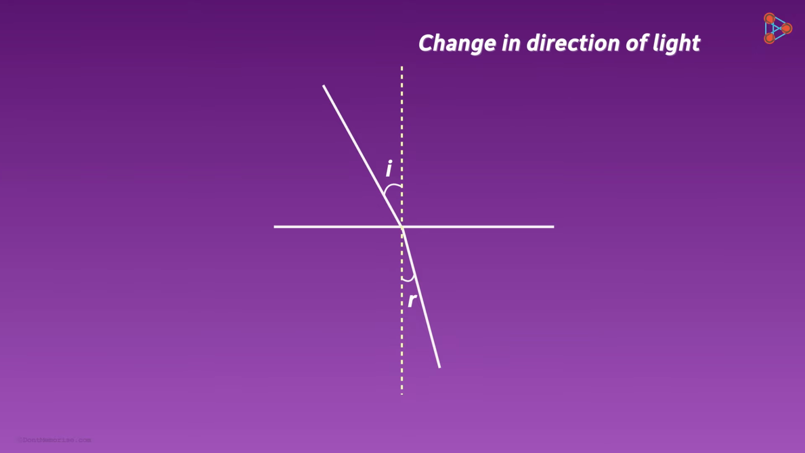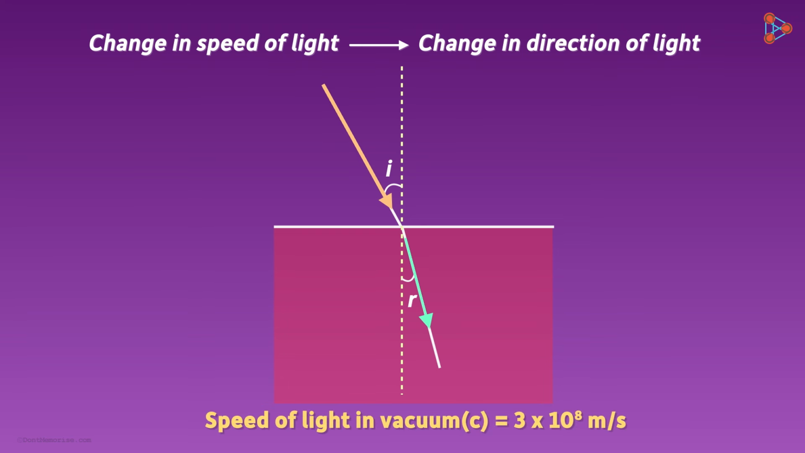The change in direction of light occurs because of the change in the speed of light in that medium. When light enters another medium, there is a change in its speed. The speed may either increase or decrease depending on the medium. Note that when we say that the speed will increase, it does not mean that the speed will be greater than this value, which is the speed of light in vacuum.